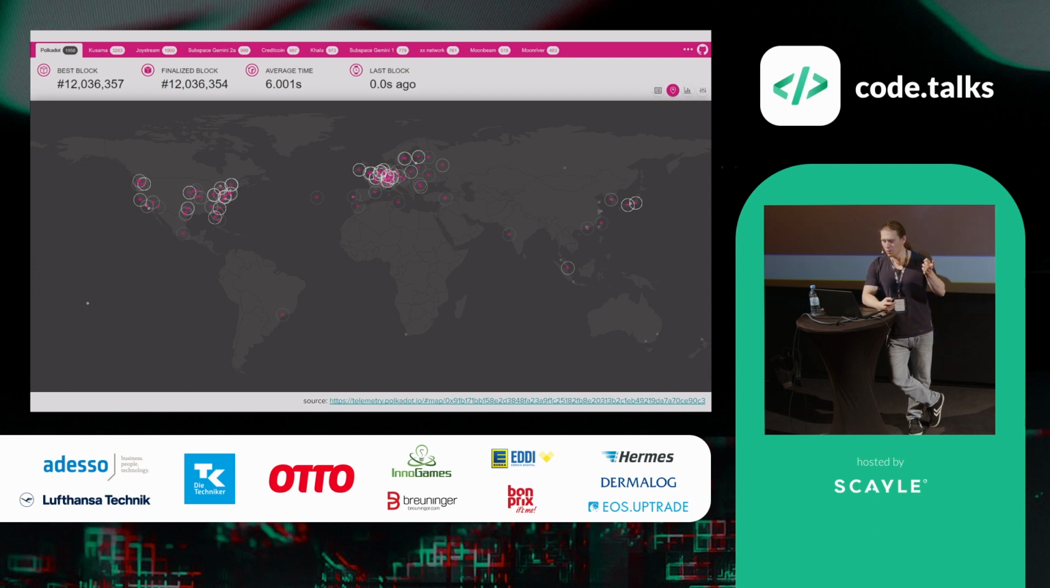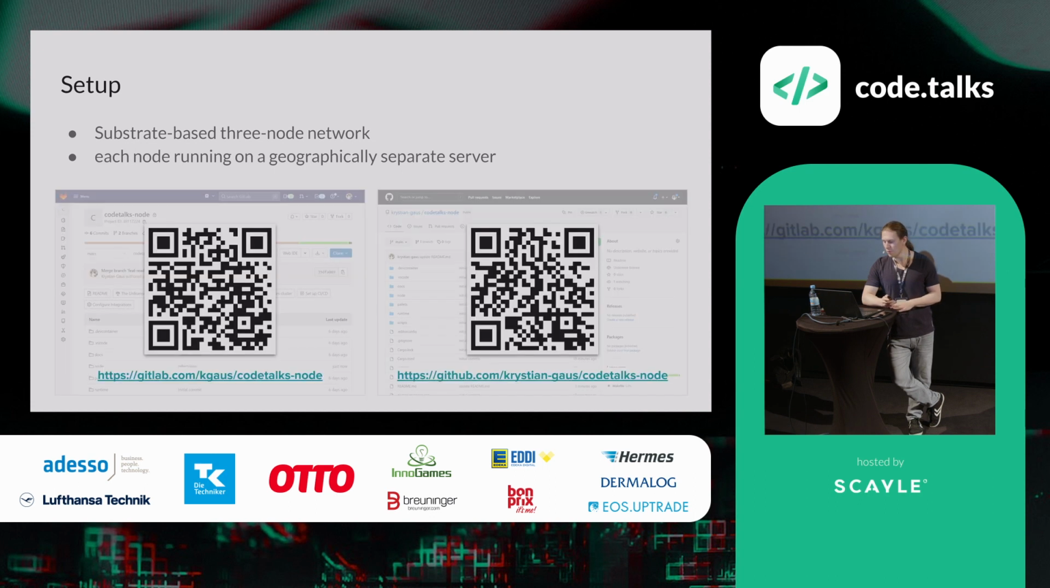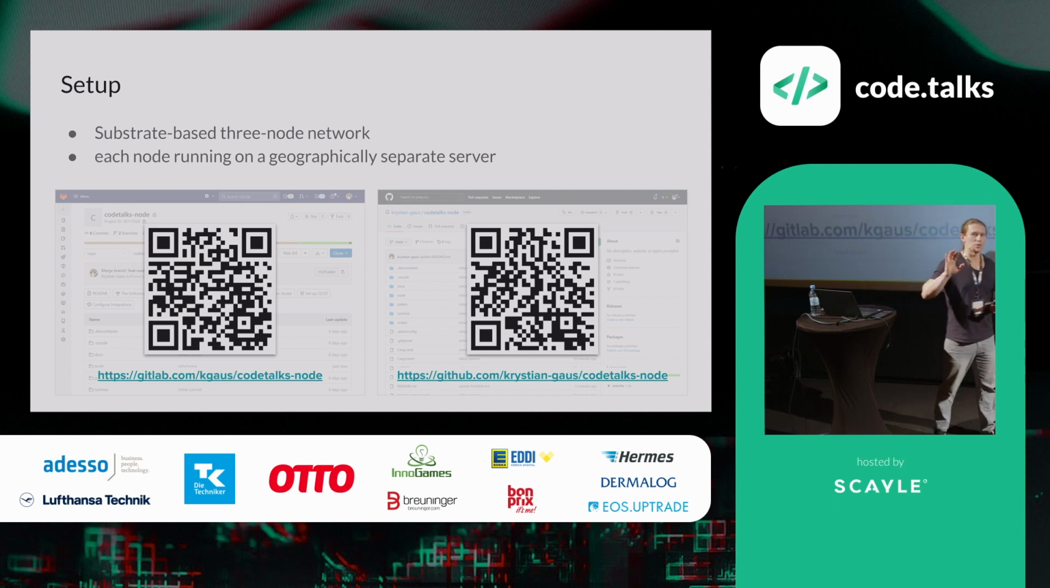But what we are going to do is configure our blockchain in such a way that we will be able to visualize it in a similar way. And our setup looks like this. We're going to set up a three-node network, with each node running on a geographically separate server. Just to let you know, everything you're going to see here is already on my GitHub and in my GitLab account. But of course, no worries, I will share the link to the slides afterwards, so you can take a look if you want.